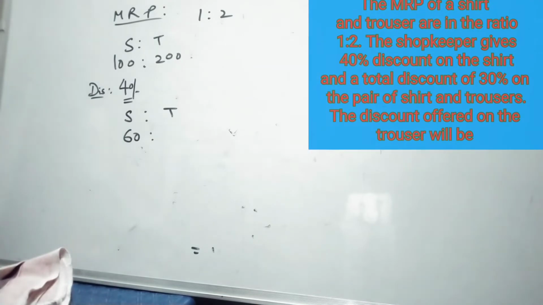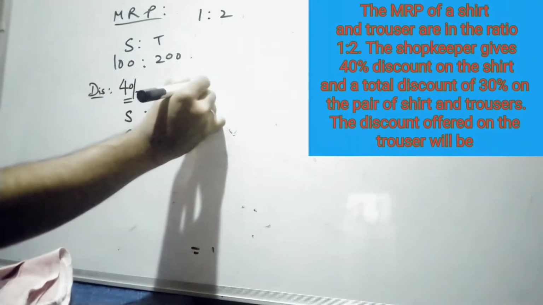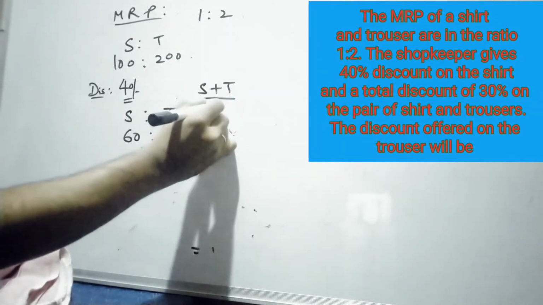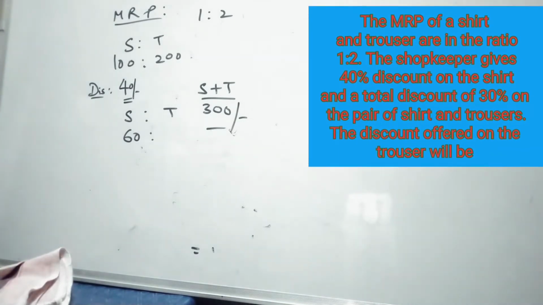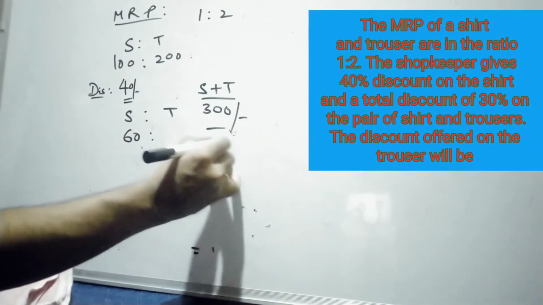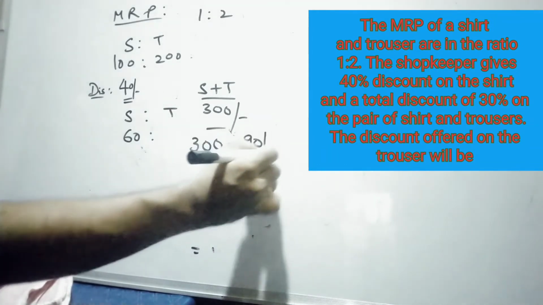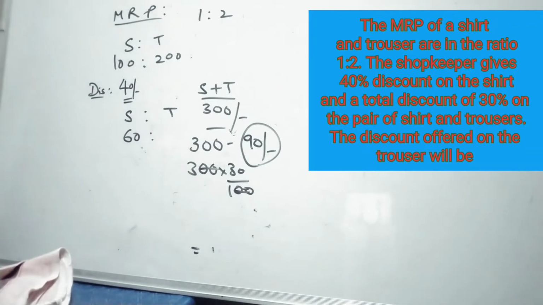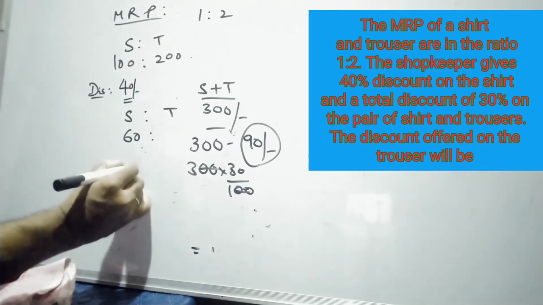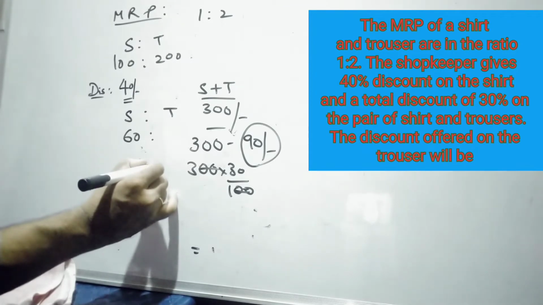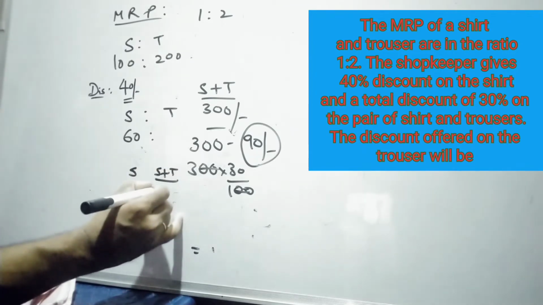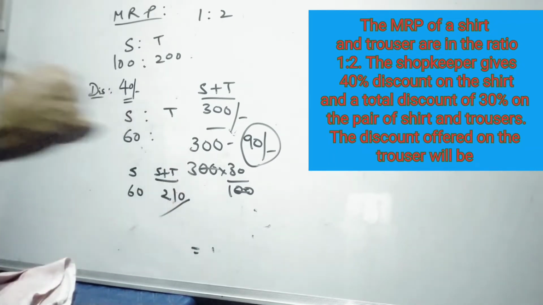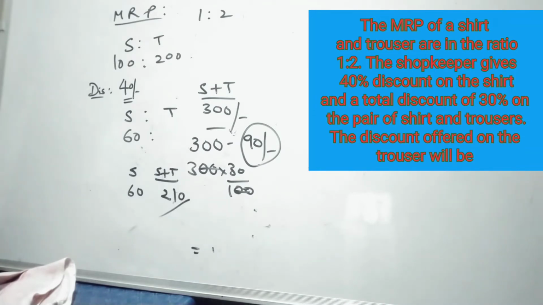And the overall discount on shirt and trouser. So shirt plus trouser is 100 plus 200, 300 rupees. How much discount is he giving here? He is giving a discount of 30%. So for 300, 30% is nothing but 90 rupees. 300 into 30% is 90. So now the shirt is 60, whereas shirt plus trouser, which is 300, because of 90 rupees less, is 210 now. So 300 rupees for shirt plus trouser became 210 rupees because of the 30% discount.